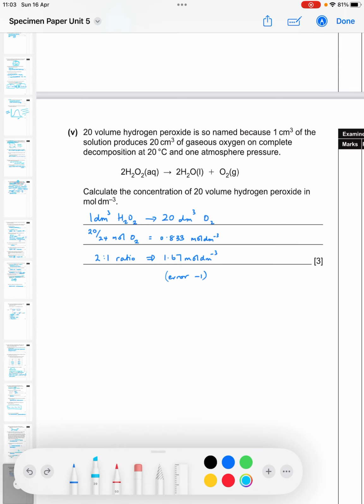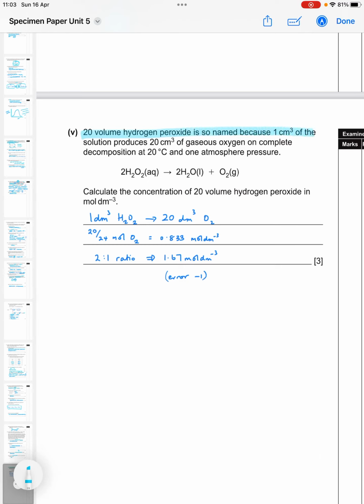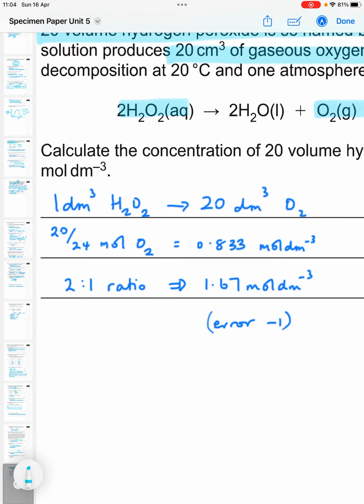The last bit, 20 volume hydrogen peroxide is so named because 1 cubic centimetre of the solution produces 20 cubic centimetres of gaseous oxygen on complete decomposition at 20 degrees and 1 atmosphere pressure. And here's the equation for that. So 2H2O2 gives you 2H2O and O2. So calculate the concentration of 20 volume hydrogen peroxide in mole per dm cubed.